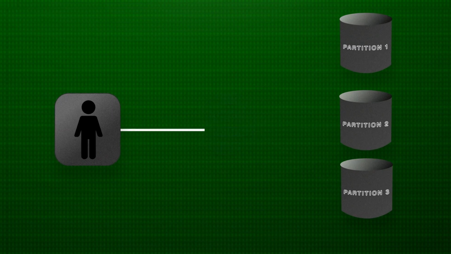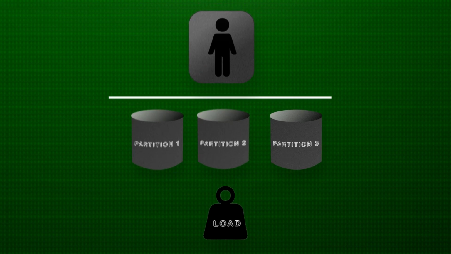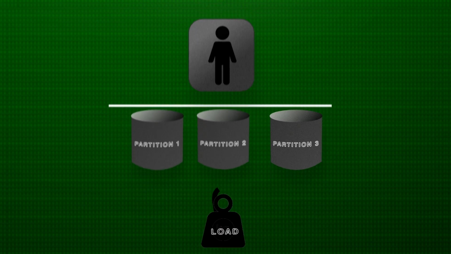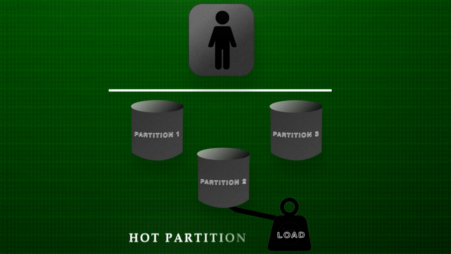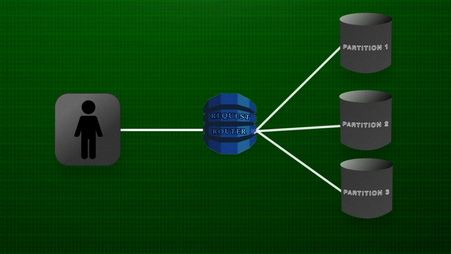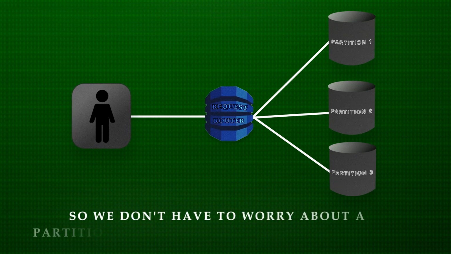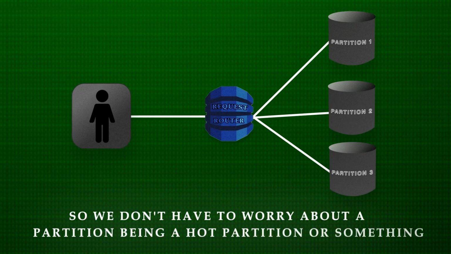So basically the data is divided across different partitions and there is not too much load on a single partition. If there is a load on a single partition, we can call it a hot partition, which is very active, but mostly the data is replicated across different partitions, and DynamoDB handles these things internally, so we don't have to worry about a partition being a hot partition or something.